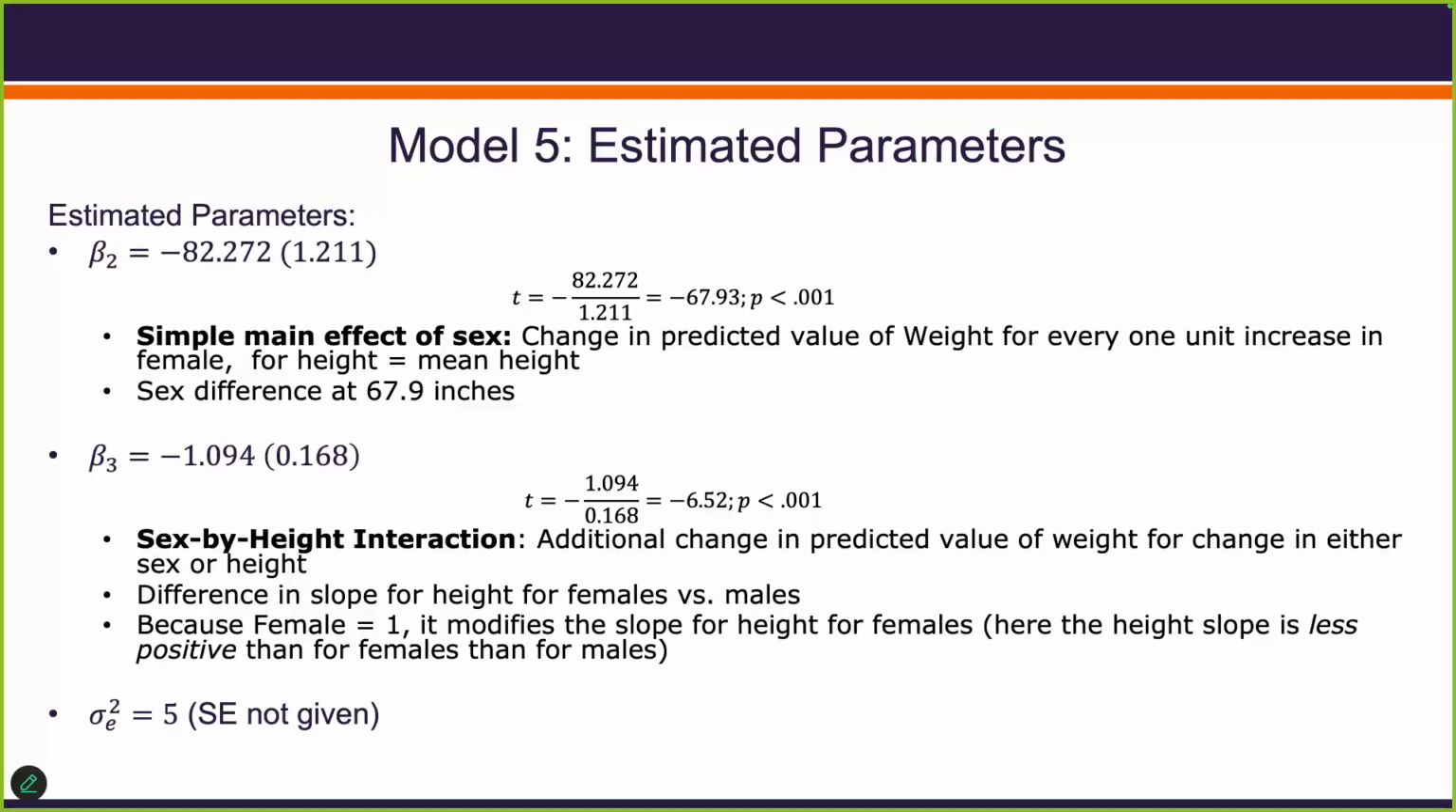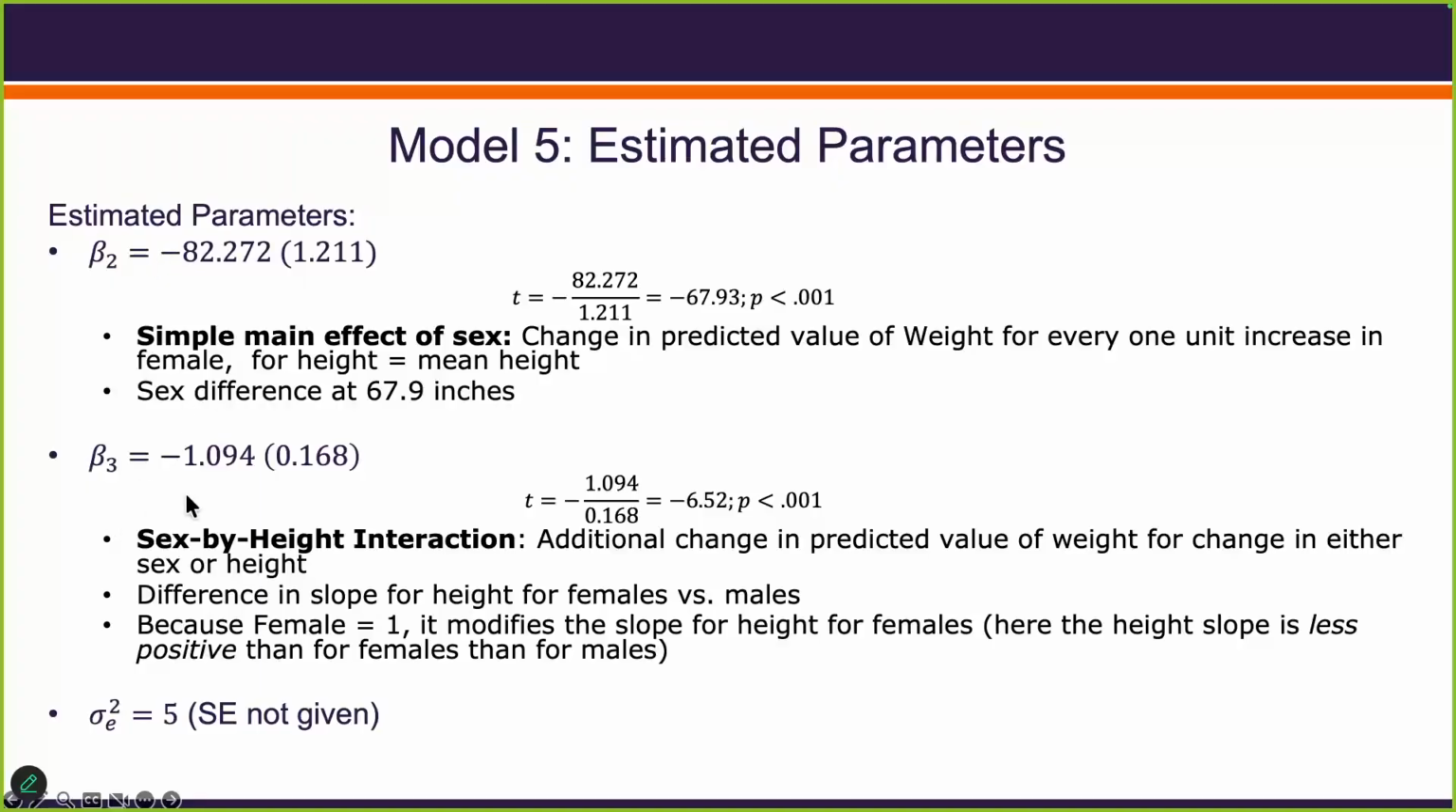This is now saying weight is moderated by sex, or sex is moderated by height. That is what it's saying if this is significant, which it is. And so this is the additional change in the predicted value of weight for a change in either height or sex. What we're going to find, and I don't have time for this now, but in a couple of weeks we'll get back to this, is that this is actually what moderates or changes the main effects.